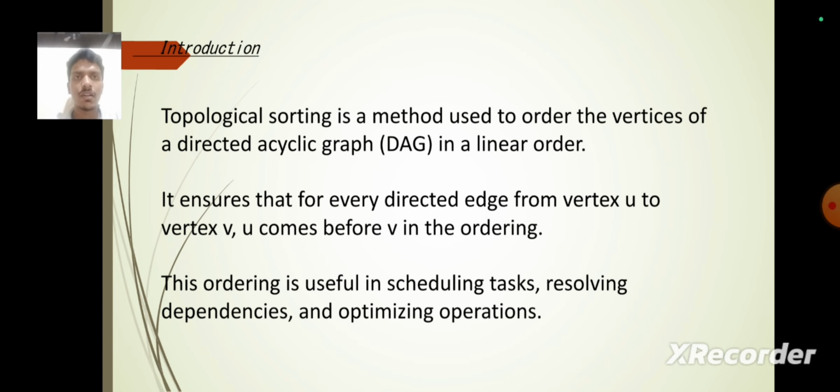Introduction. Topological sorting is a method used to order the vertices of a directed acyclic graph in a linear order. It ensures that for every directed edge from vertex u to vertex v, u comes before v in the ordering. This ordering is useful in scheduling tasks, resolving dependencies, and optimizing operations.